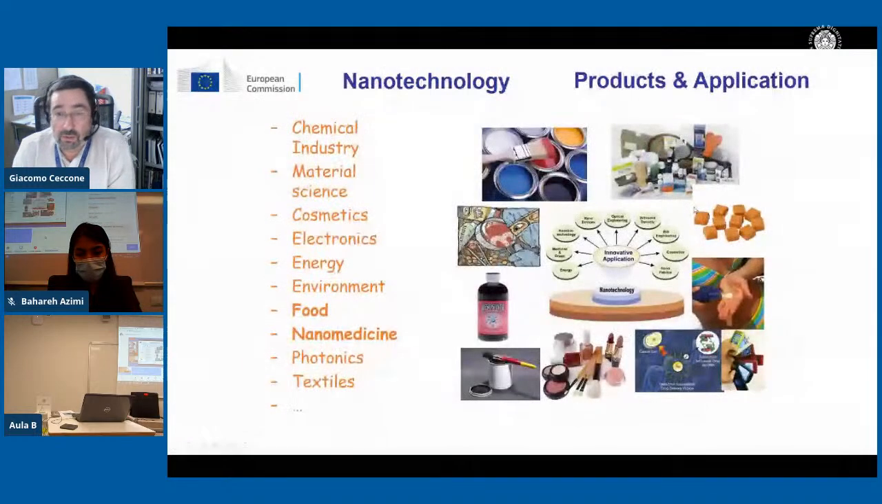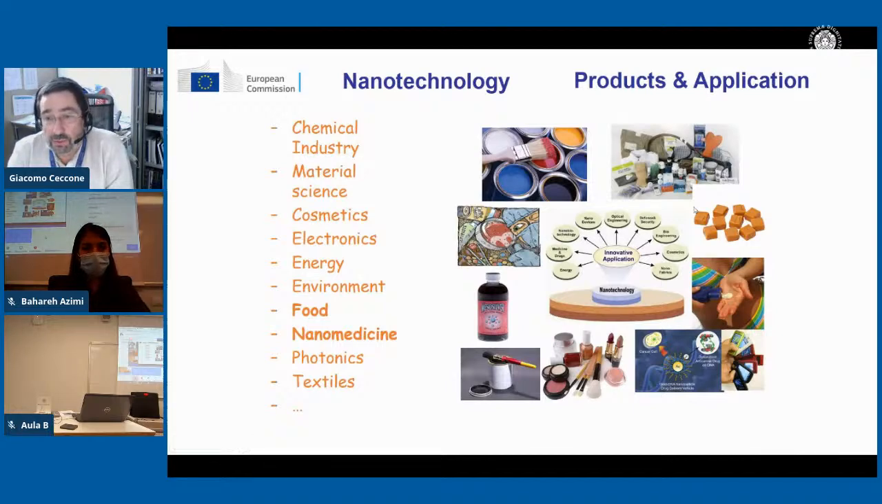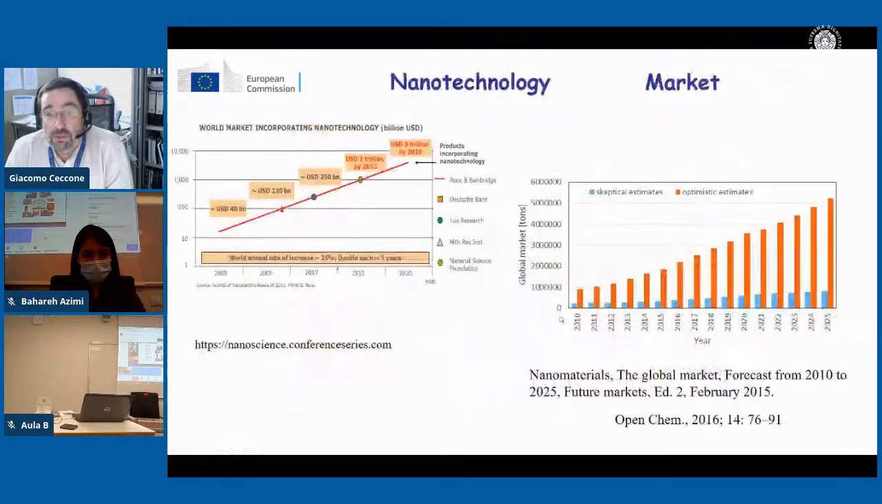But in general, nanotechnology has been around us for a long time, and is employed in several products and applications in the world. For instance, cosmetics, food, paint, and also other kinds of products, and in medicine too. So the market was essentially foreseen as very, very positive between 2000 and 2020. They were essentially saying that you could expect an increase of 3 trillion US dollars.